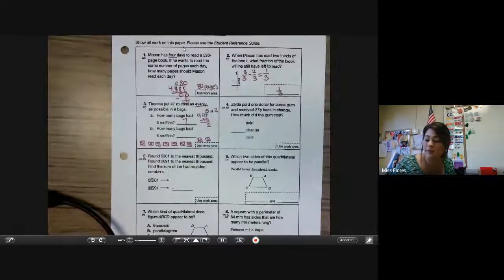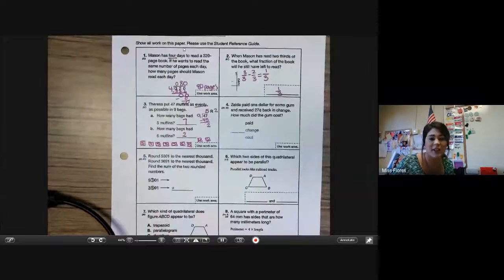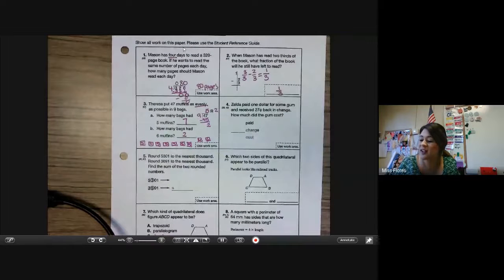And how many bags had 6 muffins? 2 bags. There we go. Zelda paid $1 for some gum and received 27 cents back in change. How much did the gum cost?